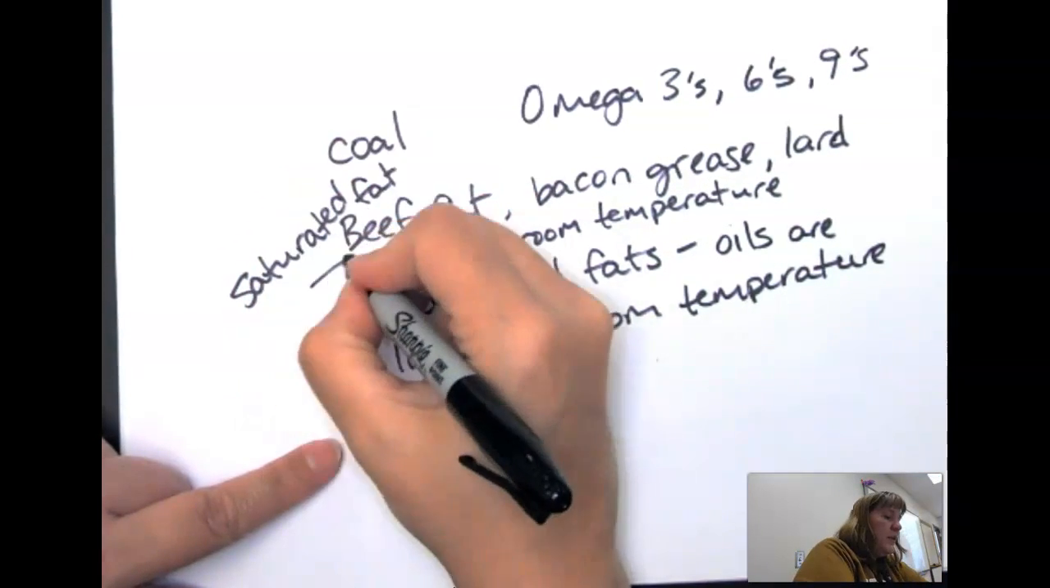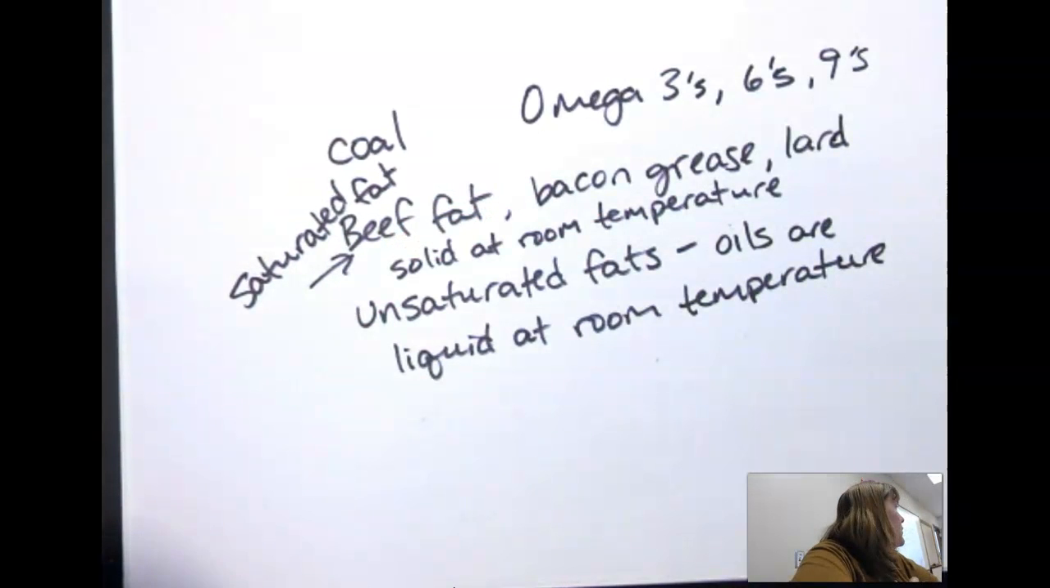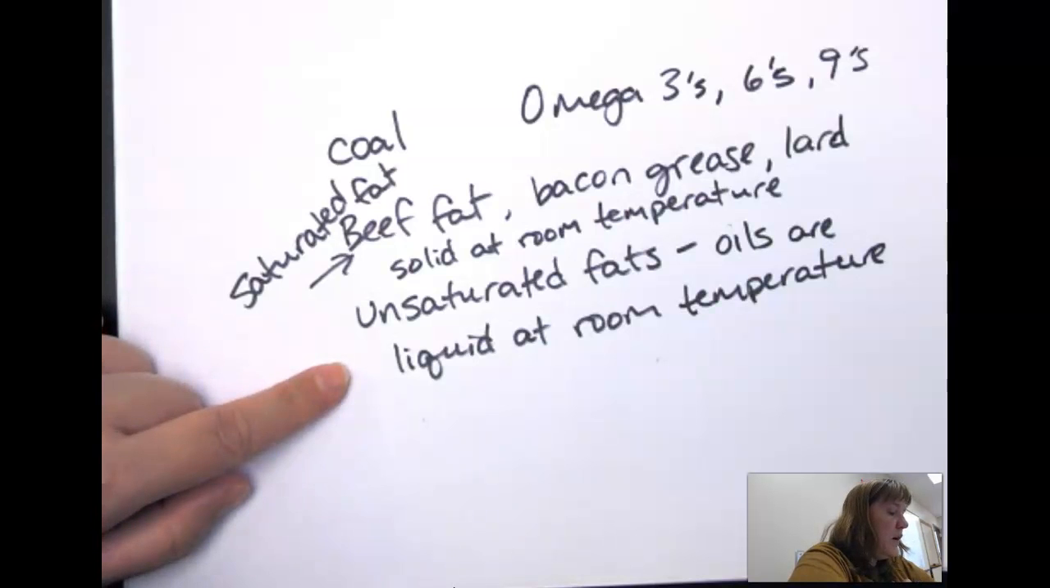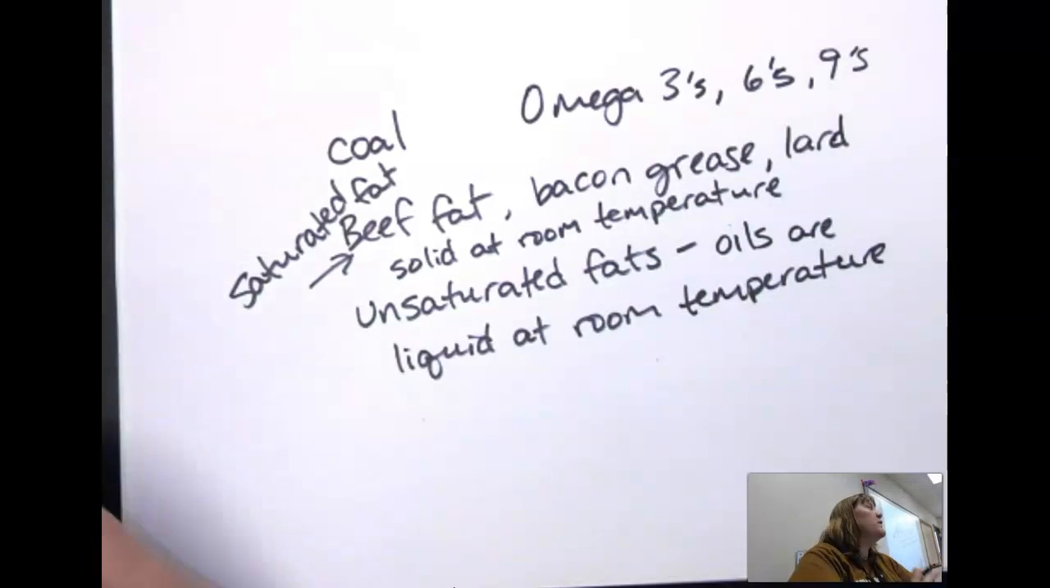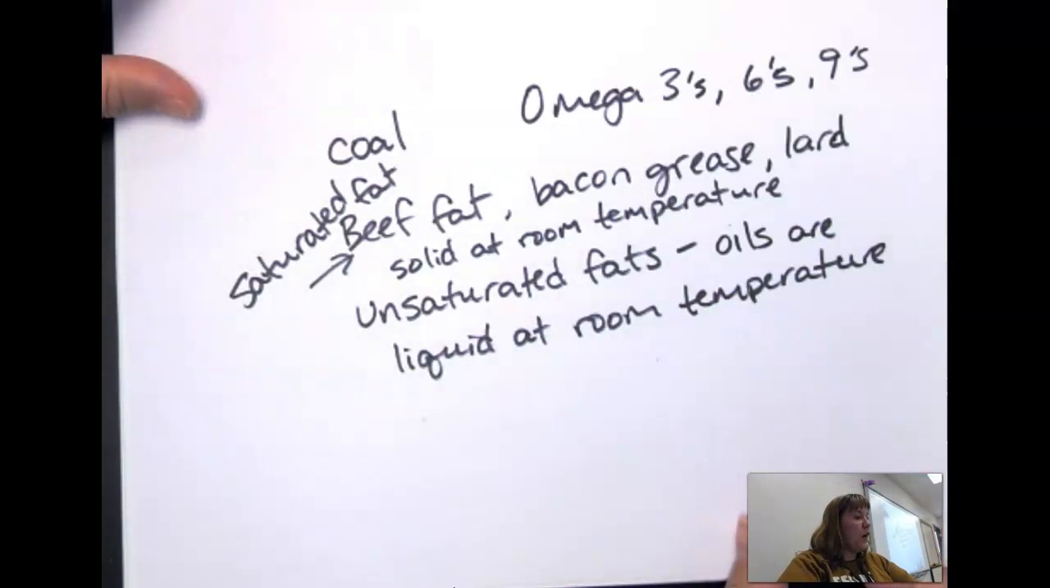saturated. These examples that are solid at room temperature are saturated fats. And if they're unsaturated fats, they will be liquid at room temperature. Those are all the vegetable oils: canola oil, vegetable oil, avocado oil, olive oil. They are loose. And we are going to try and convey the basic structures of a fat.